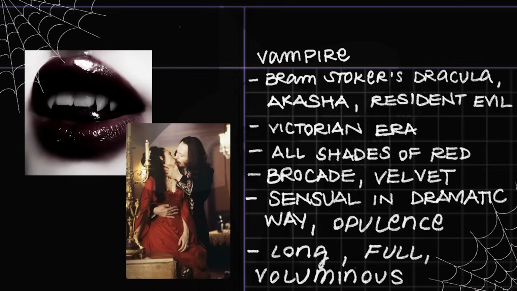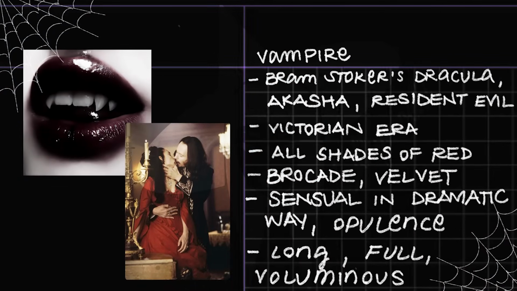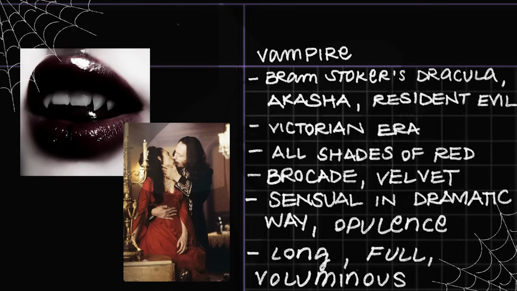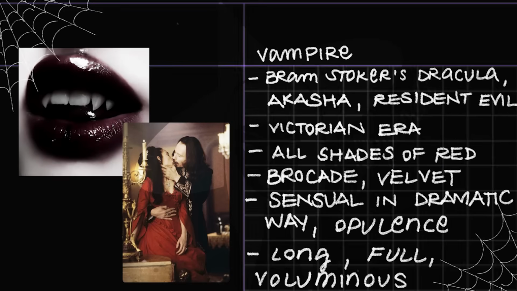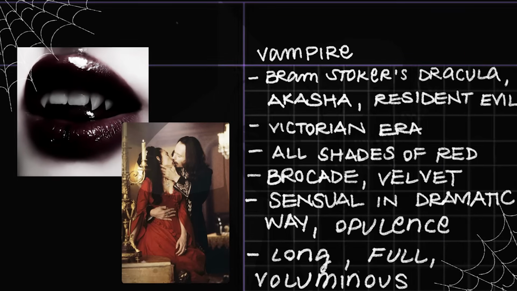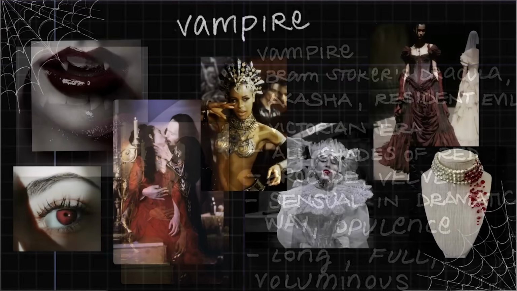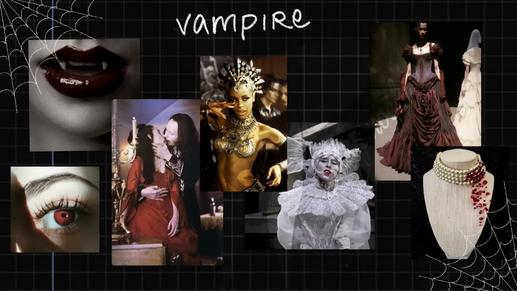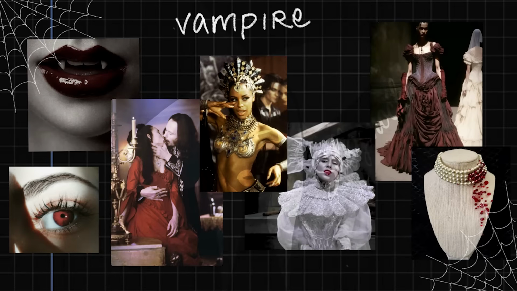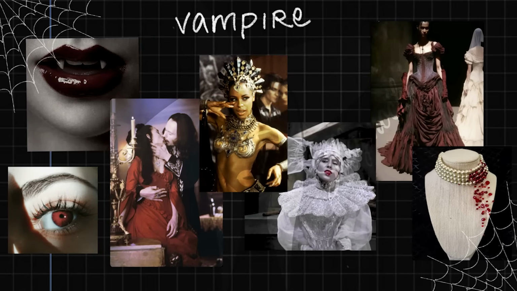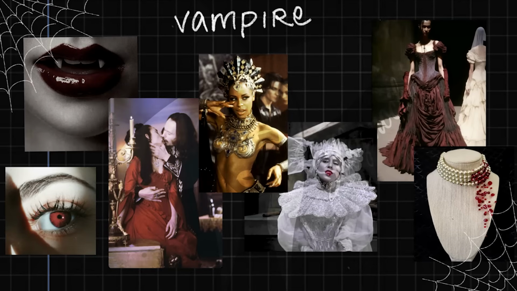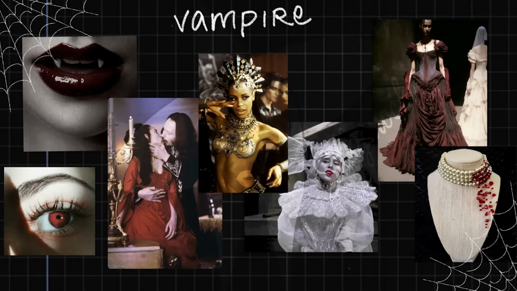And the inspirations that Melissa uses are Gothic literature, Bram Stoker's Dracula, Akasha from Queen of the Damned, and the Victorian era. So there's a lot of drama and sensuality with this look. Vampires also have a connection to history, and they're known to be immortal, so the assumption is that they've collected a lot of wealth over time. So their style represents opulence, luxury, maximalism, materials like velvet and brocade, and there's an obvious association to the color red because of blood. And silhouette-wise, like I said, there's a nod to the Victorian era, so it's long, full, voluminous with a sensual touch.